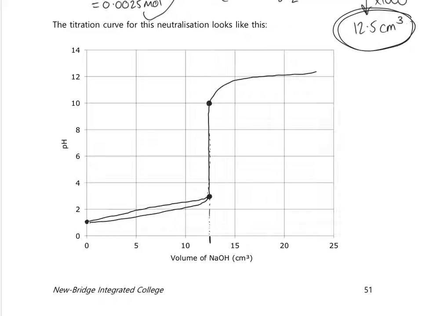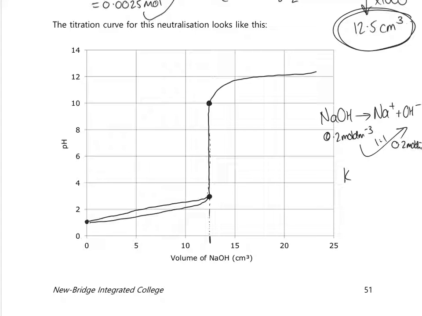In fact, if you really wanted, because you were given the concentration of your sodium hydroxide, you could work out the pH of your sodium hydroxide solution by working out the concentration of your hydroxide ions. It's a 1-to-1 ratio. So that gives you 0.2 moles per decimetre cubed of your hydroxide ions. Then you can just use Kw to get the concentration of your H+.